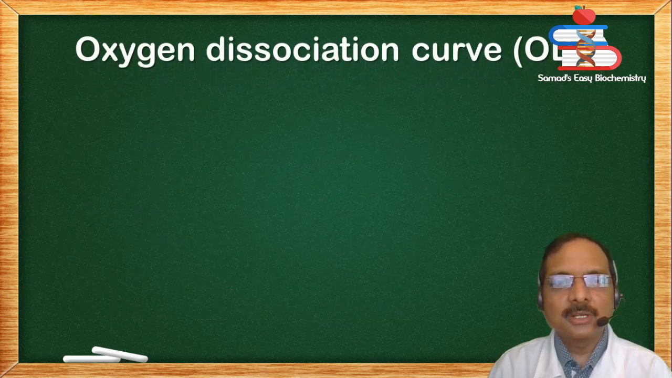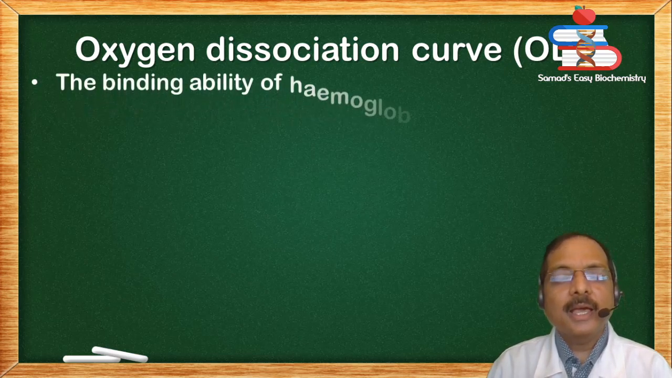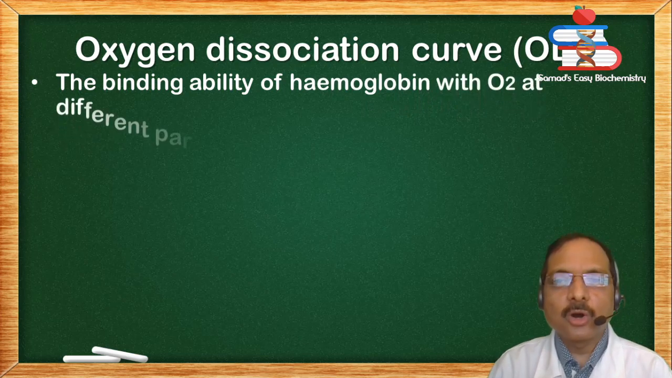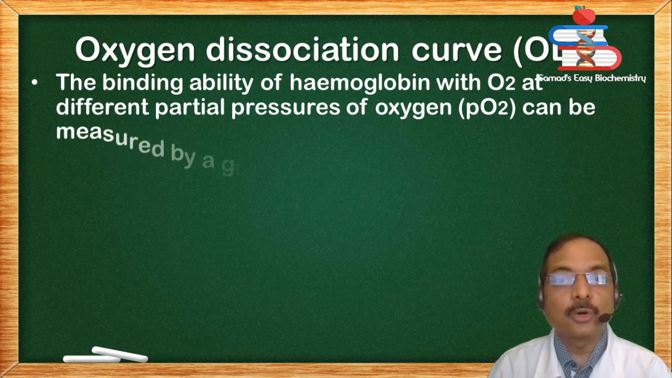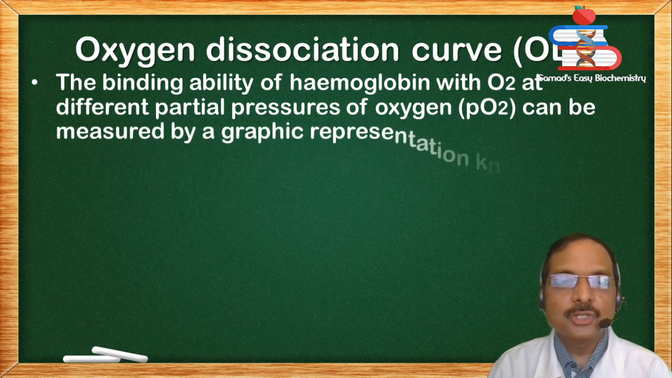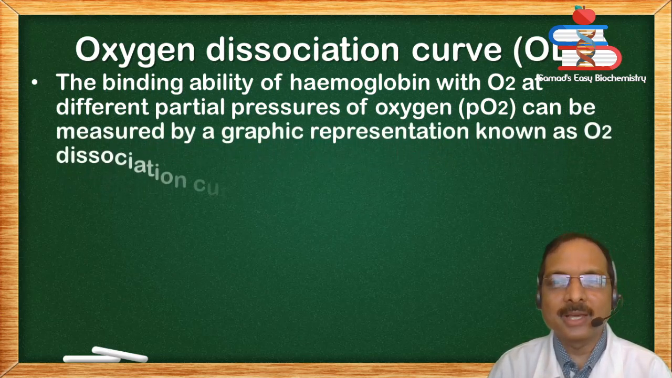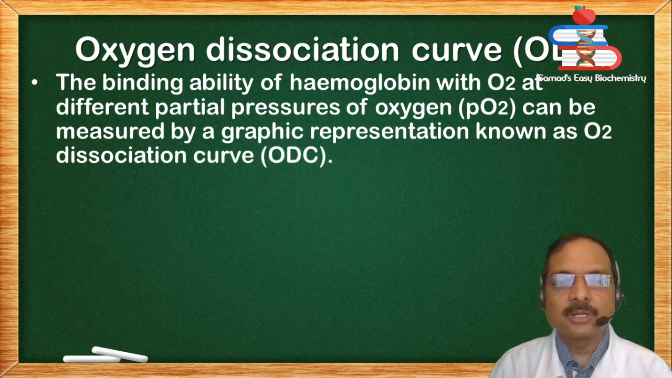Oxygen dissociation curve or ODC. The binding ability of hemoglobin with oxygen at different partial pressures of oxygen, or PO2, can be measured by a graphic representation known as the oxygen dissociation curve, ODC. It is also known as the oxygen hemoglobin dissociation curve.